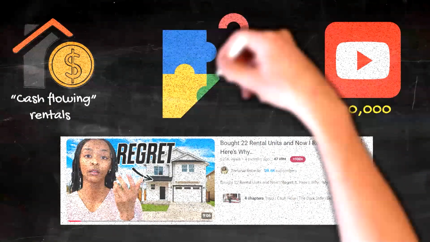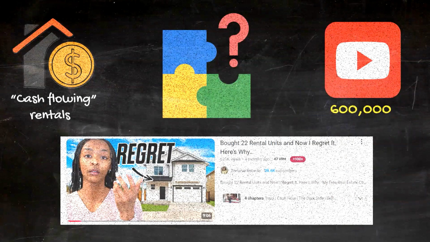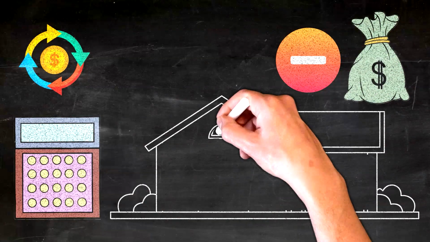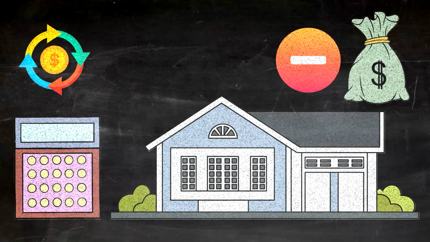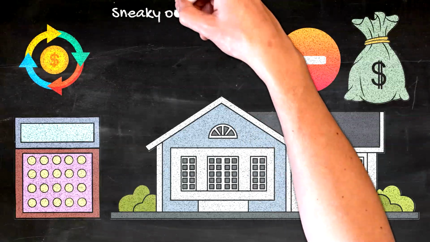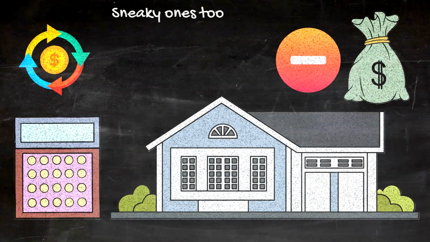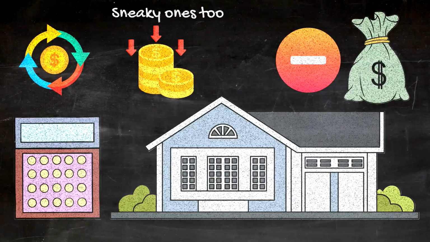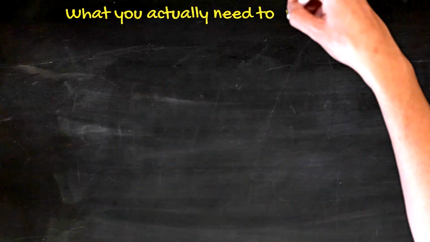The point is, they're missing a huge part of the expenses side of the equation. To accurately calculate cash flow, you need to subtract all the real costs of owning and operating the property. And I don't mean just the obvious ones. I mean the sneaky ones too, the ones that don't show up every month but still eat into your returns over time. Here's what you actually need to account for.